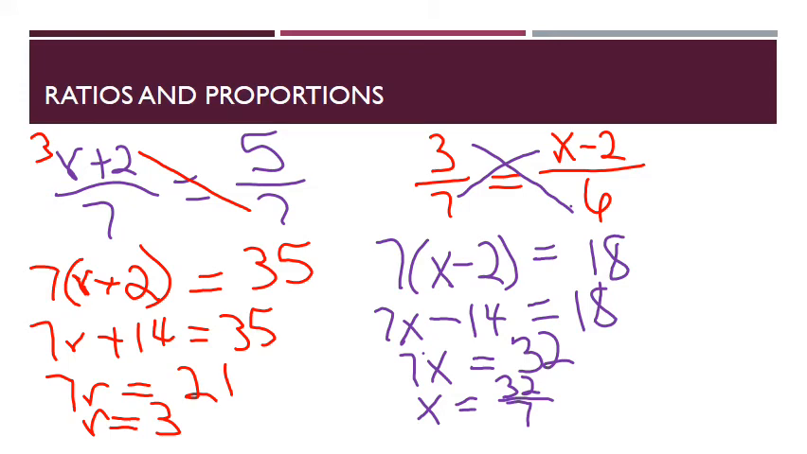And if I put that into a mixed number, 7 going into 32 is 4 times, and 4 times 7 is 28. 32 minus 28 is 4, so we get 4 and 4 sevenths. Okay, there we go. Ready to tackle them ourselves.